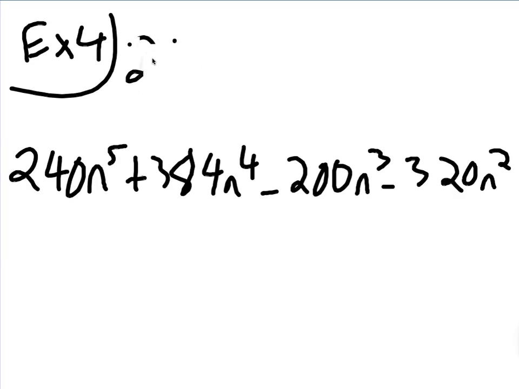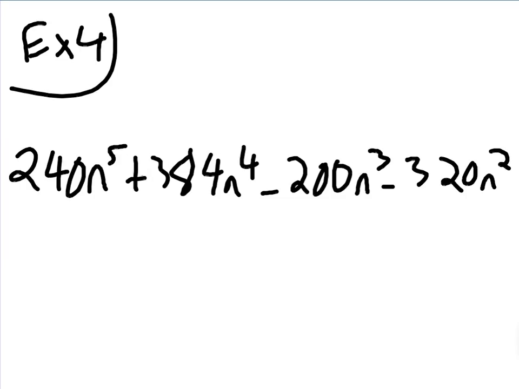So always try to pull a GCF out first. Most of these don't have a GCF, by the way. Just a few of them do. Okay, what is the GCF of all of this stuff? First of all, let's look at the numbers. We have a 240, a 384, a 200, and a 320. I would say 4, right? I don't think there's anything bigger than 4 that's going to work. Maybe 8, actually. Does 8 go into 384? Yeah. So it's going to be 8.